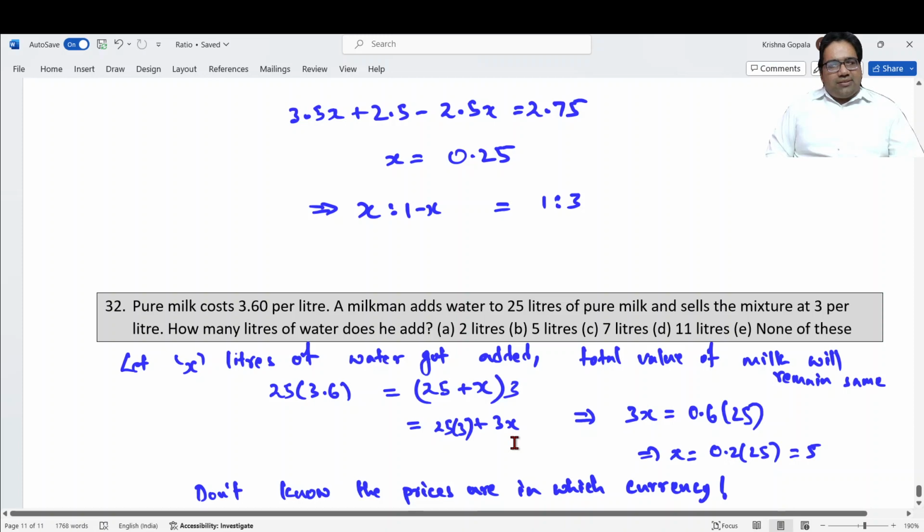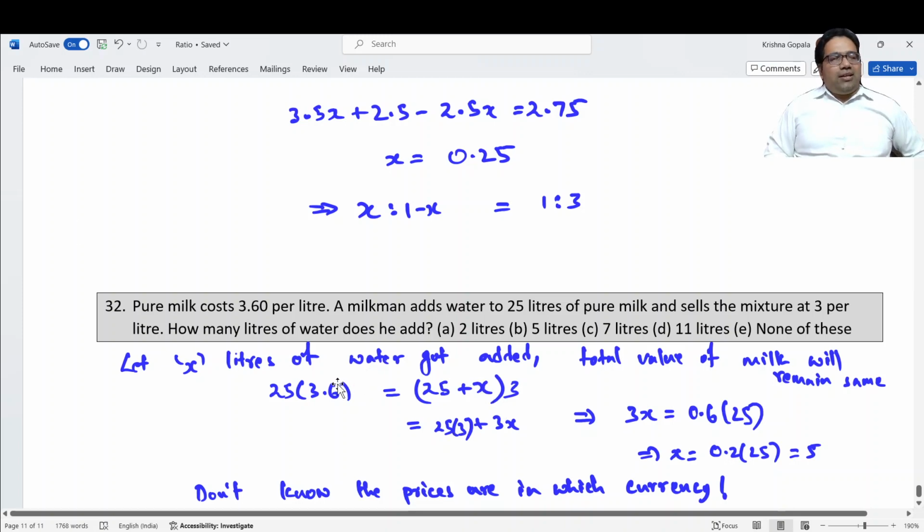25 into 3 plus 3x, right? So 3x is equal to 25 into 3.6 minus 25 into 3, which is 0.6 into 25. Right, 3.6 minus 3 is 0.6, into 25. What is x? x equals 0.6 into 25 by 3. 0.6 by 3 is 0.2, so x equals 0.2 into 25, which is 5. Right. So 5 liters of water got added. X liters of water means 5 liters of water.